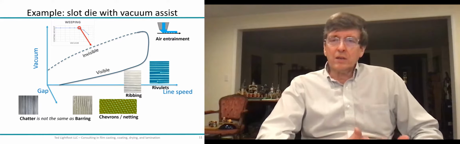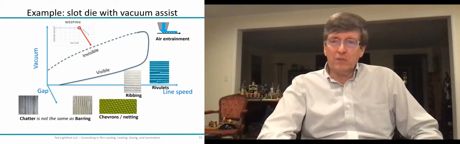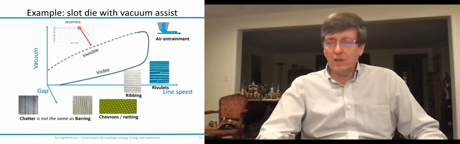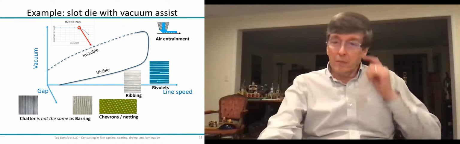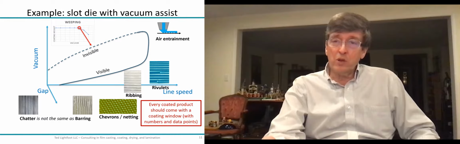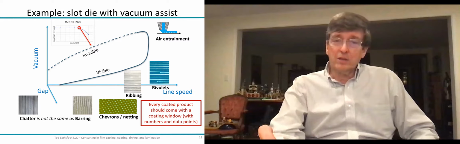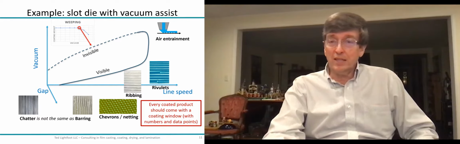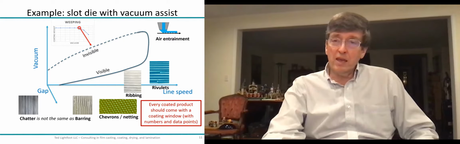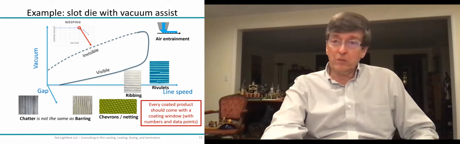And a diagram like this can be helpful to operators in saying, geez, I'm getting this defect, I should raise the vacuum or whatever. But I think what's even more useful for operators is if they have the actual coating window data, the numbers and the data points of which were good and which were bad that were done in the original scale up. That way they can look at the coating window that they have and see if that's changed from when this product was scaled up.